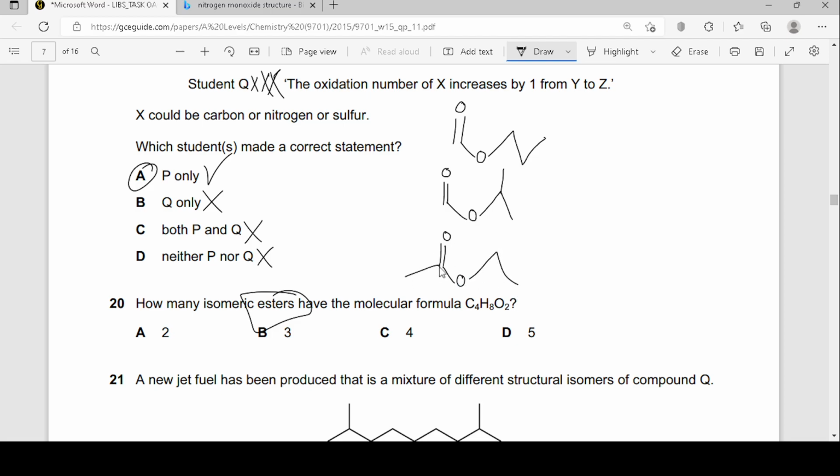So the carboxylic acid part has 2 carbon atoms, and the alcohol part has 2 carbon atoms as well. So I get this structure. That's 1, 2, 3, 4, and I cannot have any other isomers from that.